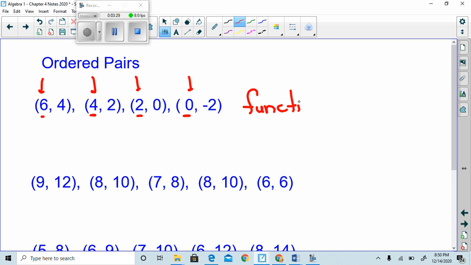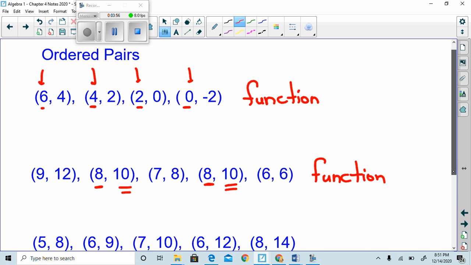Let's look at the second set. 9 is paired with 12, 8 with 10, 7 with 8, 8 with 10, 6 with 6. I see that 8 is repeated. But what you'll notice is that it has the same output value. Once again, this is a function. If an input value is repeated more than once, it has to have the same output.